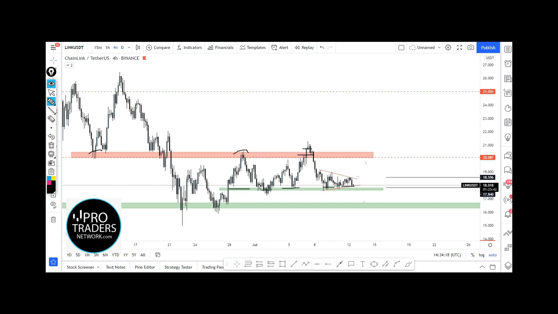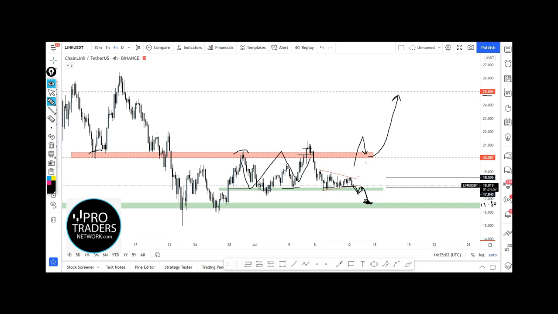What we need to see is a break below this area for a continuation towards the 17.50 mark. If we get a break below on the H4 candle and a retest, it will send it lower toward this area, 17.50. But if we don't get any breakout to the downside, we would wait for the price to break above this resistance zone and retest, and this will send Link higher towards the 25.00 mark. So this is the possible scenario.